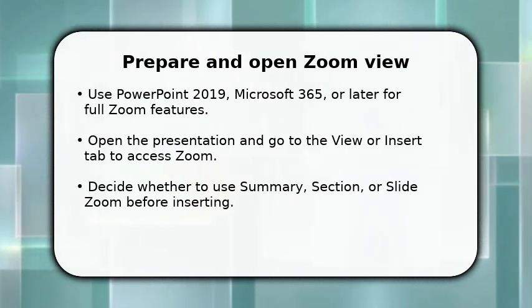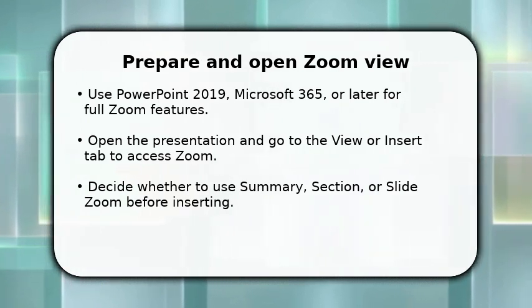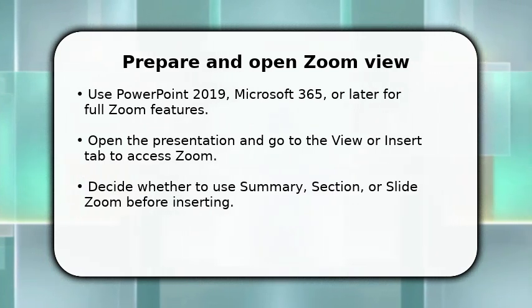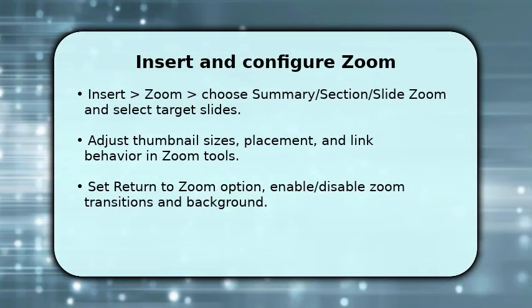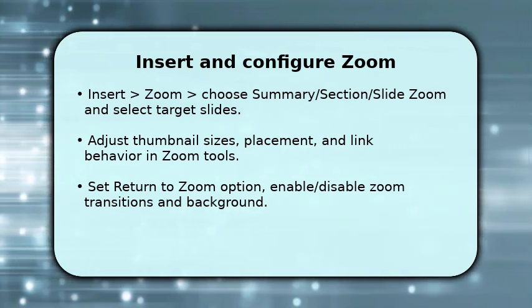This avoids rework. Now, click Insert Zoom and choose the option you planned. This first step places the interactive zoom object on your slide so you can control navigation. Once your zoom placeholder appears, select the slides or sections you want included, then insert them.